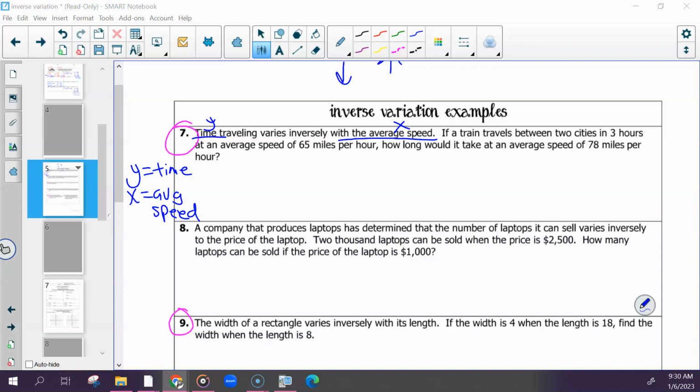A train travels between 2 cities in 3 hours. So the 3 hours would be our time at an average speed of 65 miles per hour. So that would be our x. Multiply those two together to find your k. Multiply that, tell me what you get.